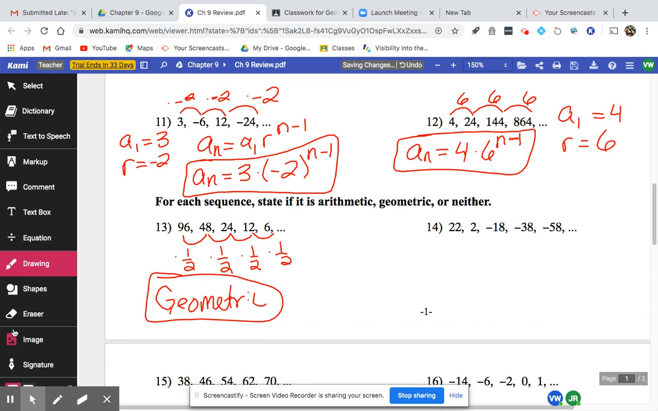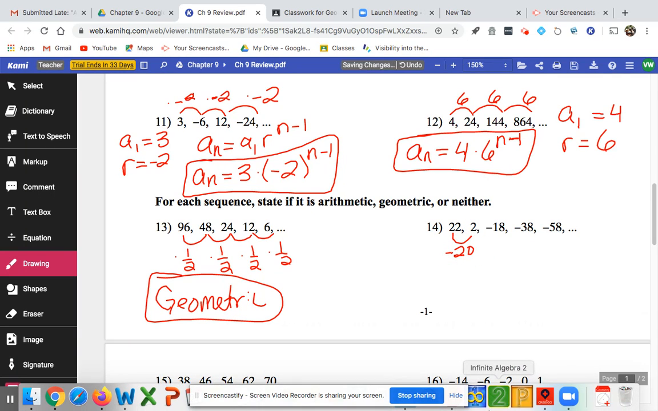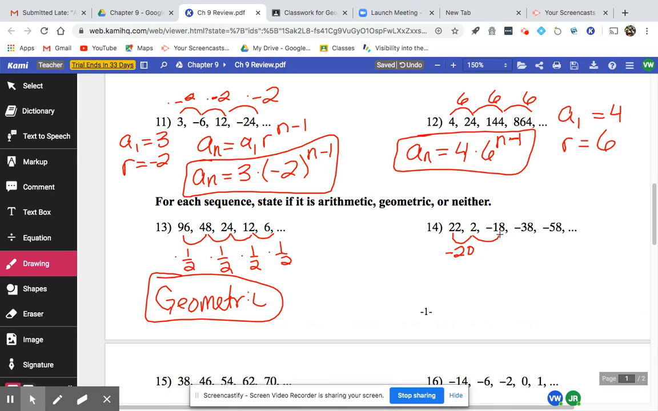Number 14, let's check if it's arithmetic first, or arithmetic, depending on how you pronounce it. Anyway, to get from 22 to 2, I subtract 20. Let's just check if I can subtract 20 over and over again. 2 minus 20, that does get me negative 18. Negative 18 minus 20, that is negative 38. Negative 38 minus another 20, that is negative 58. So this one, we're subtracting by the same number over and over again. This is arithmetic.